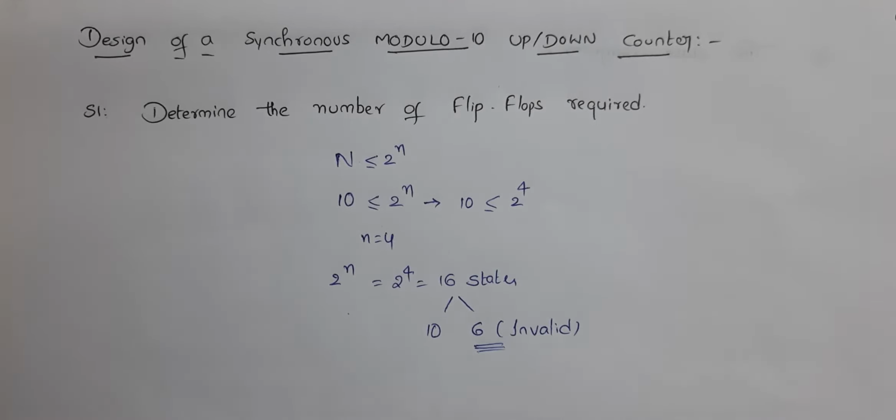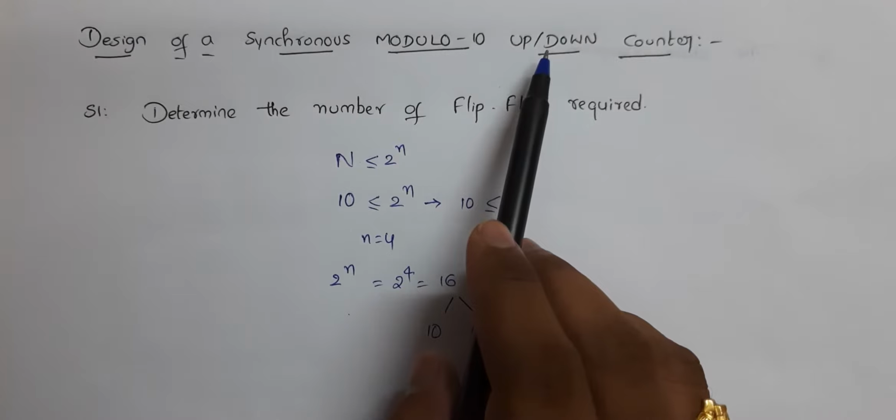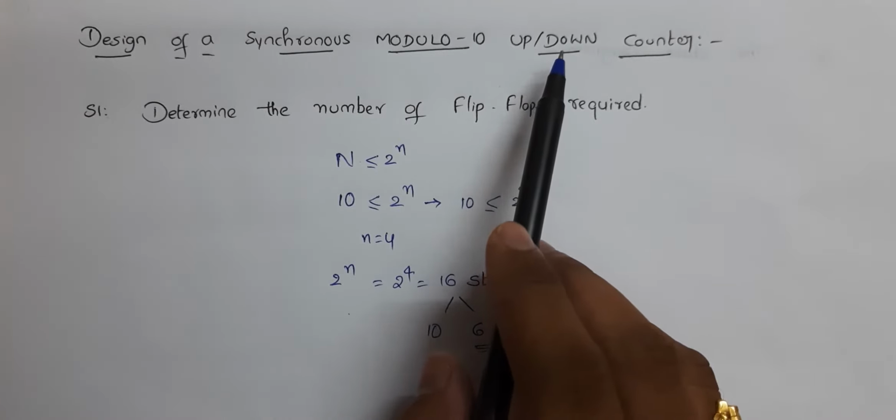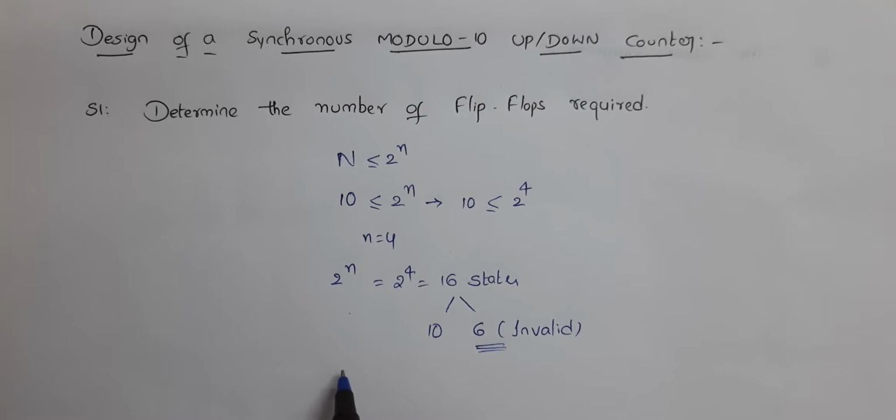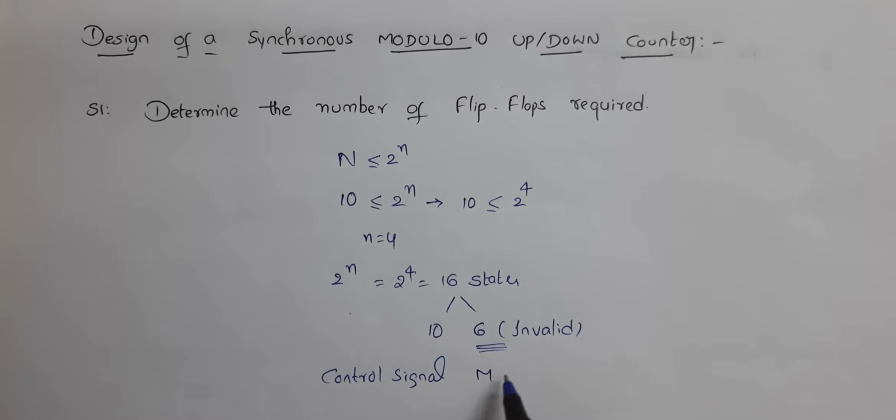And there is one more important point. We are designing this counter as up down counting. So for selecting up counting as well as down counting, we need a control signal or a mode signal. To operate this counter, we require one particular control signal. That is also one of the points to consider. Let us say the control signal is nothing but what we consider as M.